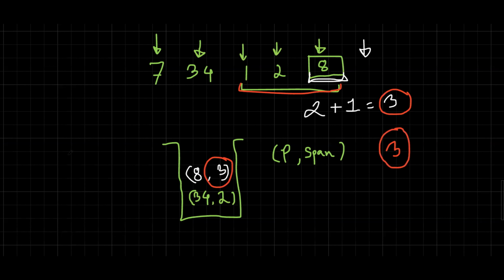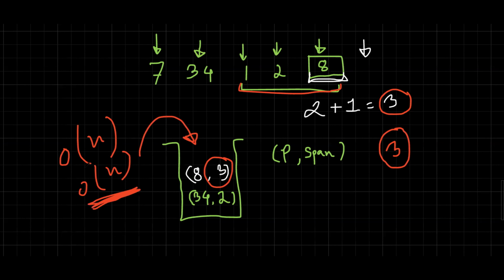Now, the overall time complexity of this program is big O of n, and the overall space complexity of this program is also big O of n, because we have to use an extra stack to solve this problem. That's why the space complexity is big O of n, and the time complexity is big O of n also, because we have to iterate each element of the corresponding input. I hope you understood the algorithm. Now let's move on to the code.